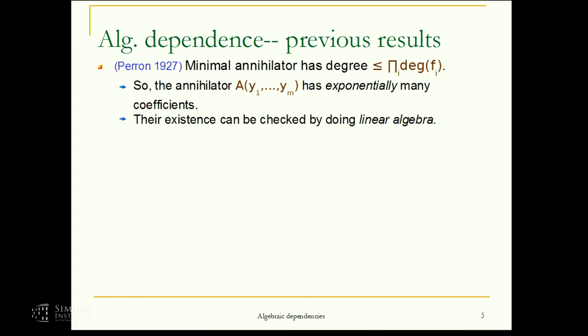So using this, you can set up a linear system where you are trying to find the unknown coefficients of the annihilators. This linear system is exponentially large, but you can solve it in PSPACE. So you have shown that the algebraic dependence problem, irrespective of the field, is in PSPACE. This is the computational complexity upper bound.